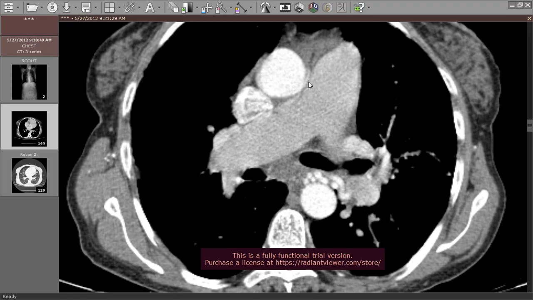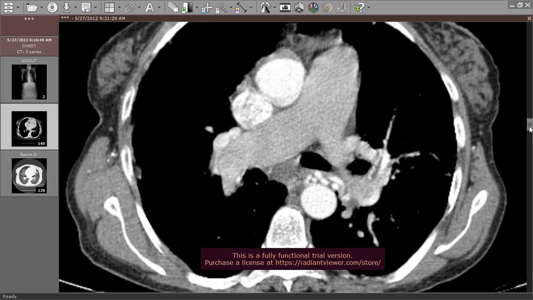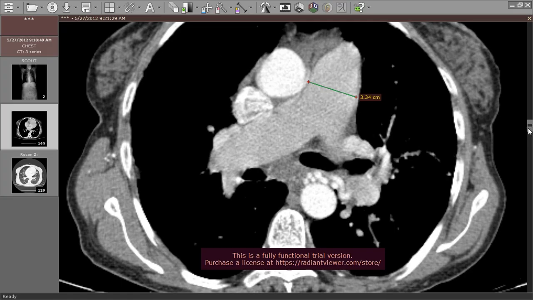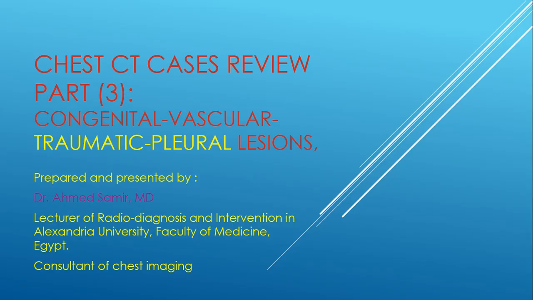The caliber of the pulmonary artery is almost equal to or even exceeding that of the nearby ascending thoracic aorta. It measures more than 3 cm, even more than 3.3 cm. In some literature, this is typical for pulmonary hypertension. So it's a case of pulmonary hypertension and aortopulmonary collaterals. Finally, you go to the traumatic and pleural lesions.